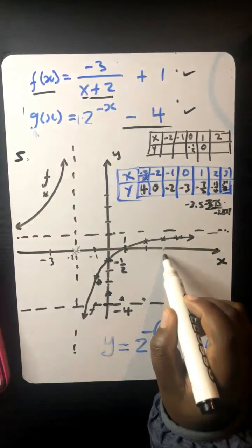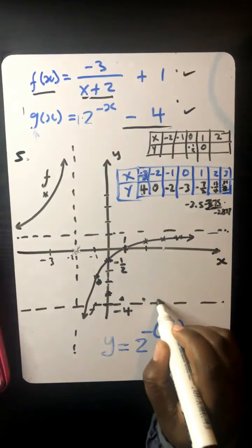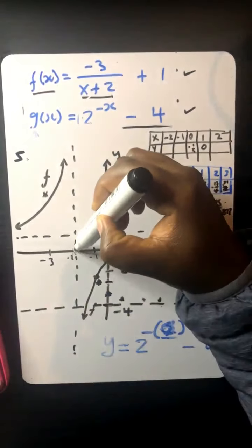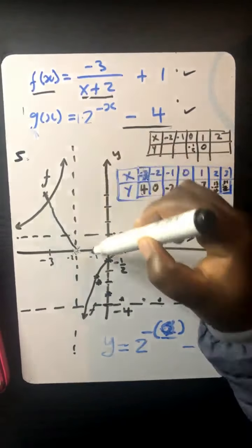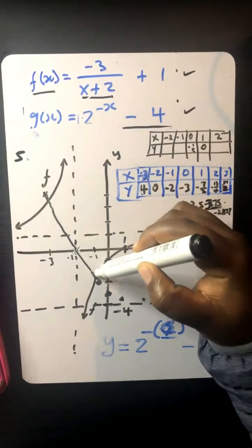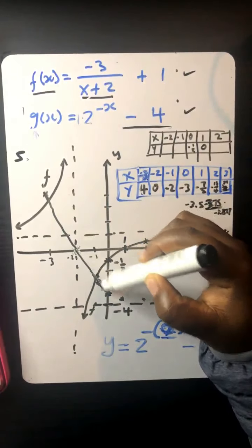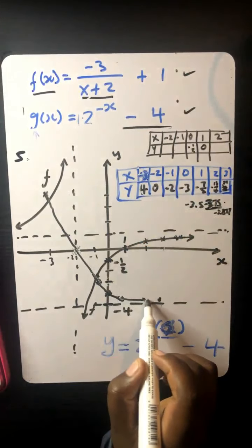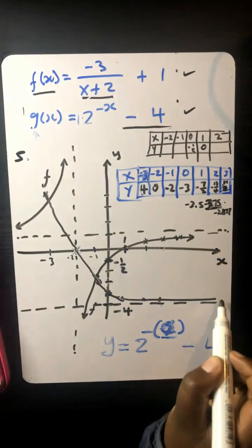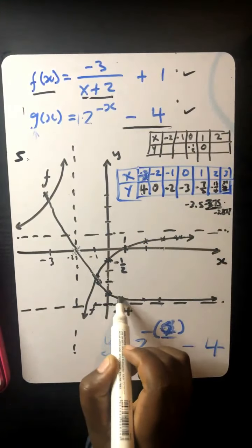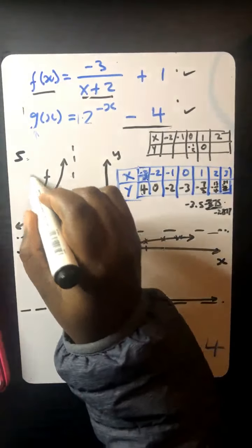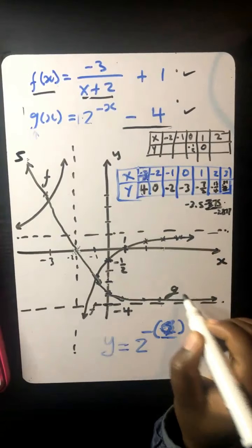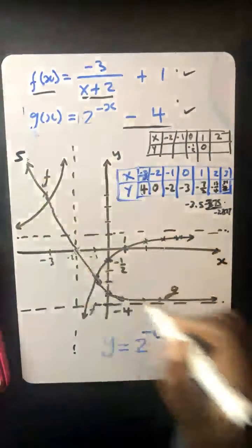When x is 3, I think we had it also somewhere there. Can you see, guys, it forms that shape. So all you do is just connect the dots. It's as easy as that. Can you see what it does, guys? It just gets closer, but it will never touch or cross. So this is the shape for the graph of g. It is that type of a shape.